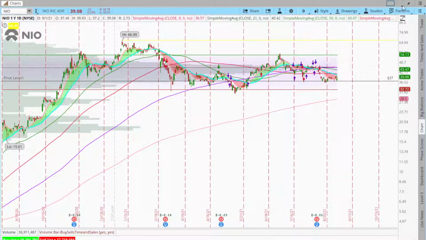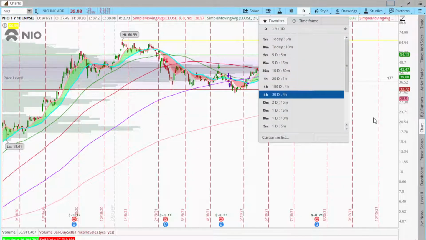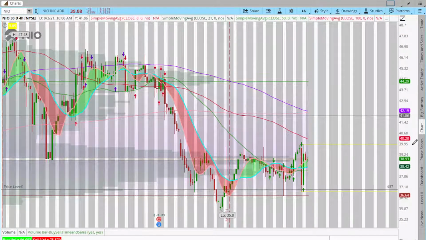Let's see if we can find something up there. So we're going to go ahead and jump back down to the 4 hour. You can see this dip here that was caught. And then it acted, you want to find where it acts as support and resistance on different days.